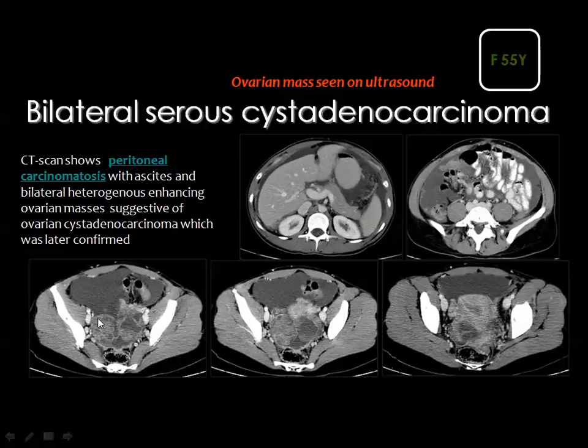Both ovaries are involved by masses that are partly cystic and partly solid, and you are able to see some ascites, and you got minimal thickening of the peritoneal covering, and if you look carefully, you can see some peritoneal nodules, which may suggest the possibility of peritoneal metastasis.